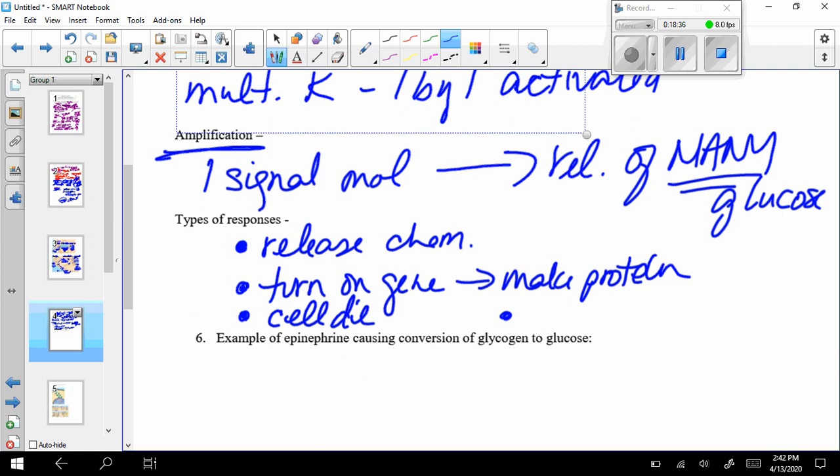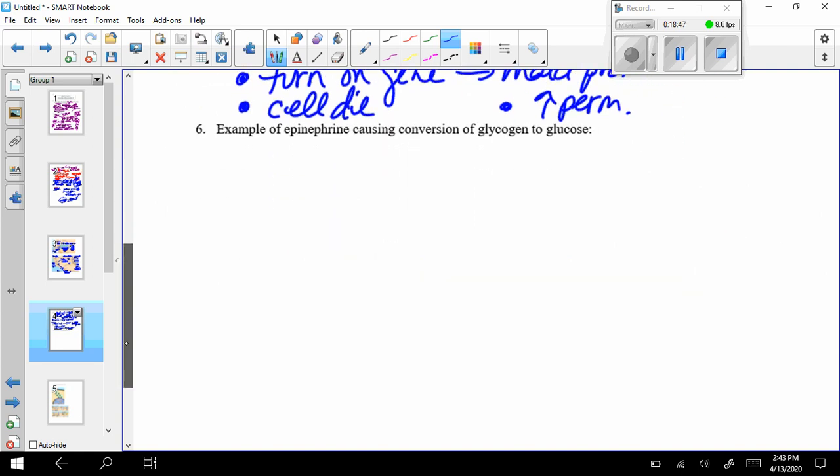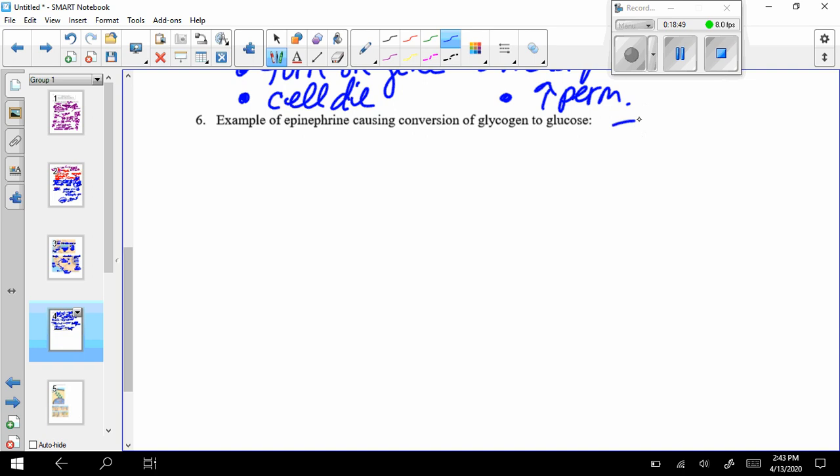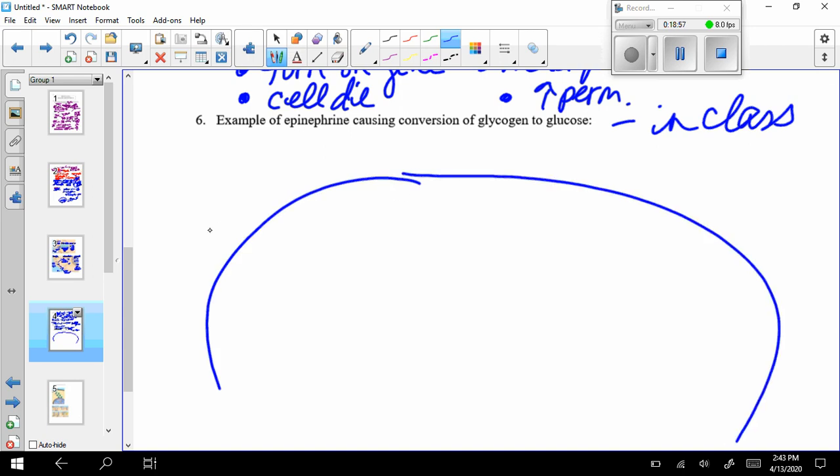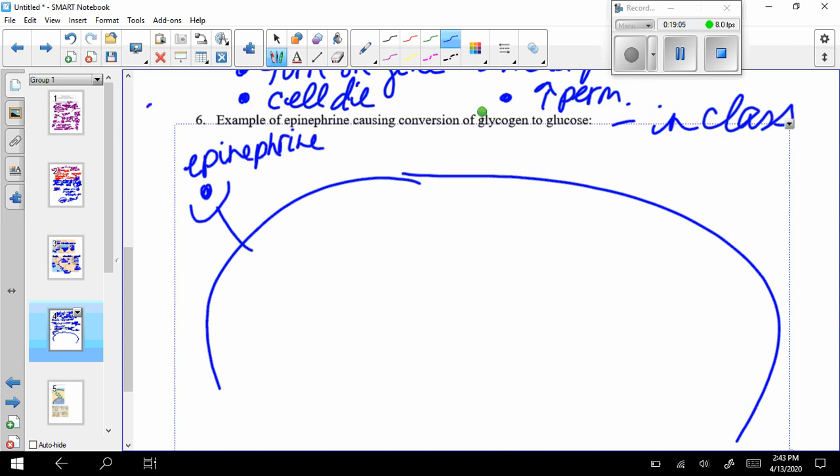Or it could be causing the cell to increase its permeability and allow certain chemicals to enter or exit the cell. All right, example of epinephrine. So this was the one that we actually did in class. This was the one that we acted out. So we started off with our receptor, and our ligand was epinephrine. So epinephrine is a protein ligand, binds to the receptor. The receptor has a G protein here, and when it is activated, this moves away.